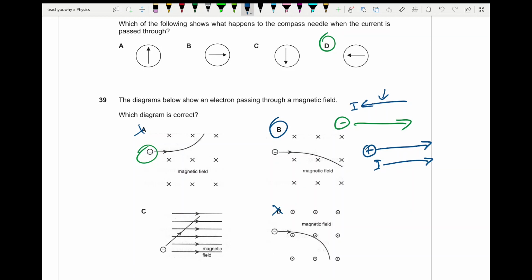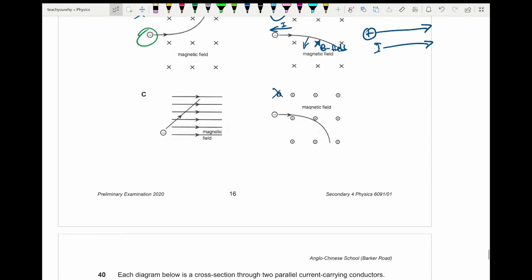Okay, you point your B field into the page, you point your current. So my current is actually here. This is my current. This is my B field, into the page. You will notice that there is a force that is perpendicular to the direction of the velocity or the path of the electrons. Okay, so answer is B.